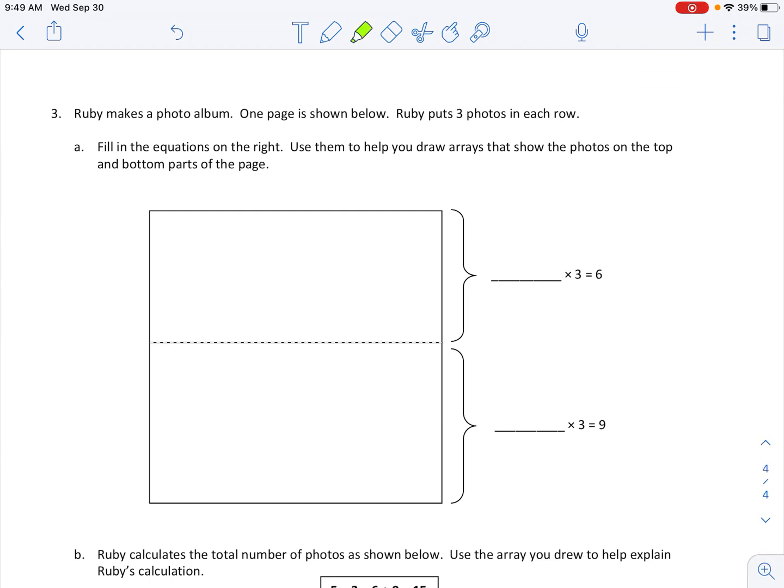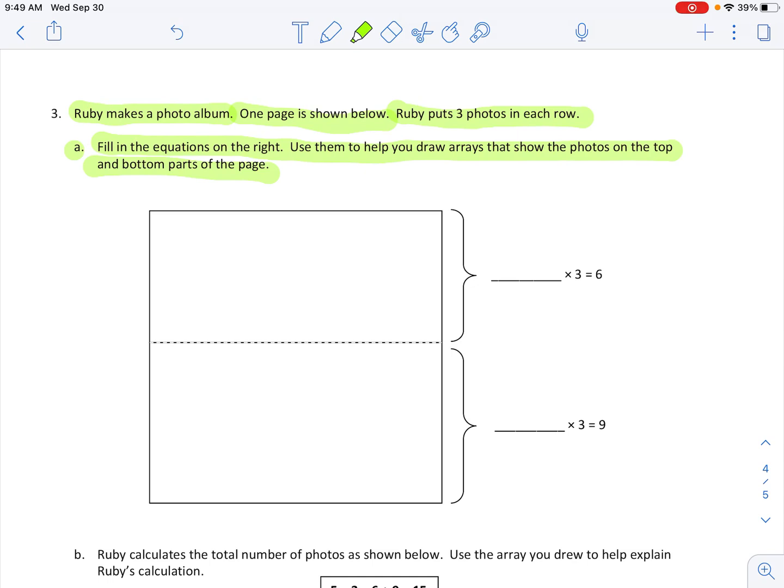Let's go to page 2. Let's read about Ruby. Ruby makes a photo album. 1 page is shown below. Ruby puts 3 photos in each row. Part A. Fill in the equations on the right. Use them to help draw arrays that show the photos on the top and bottom parts of the page.